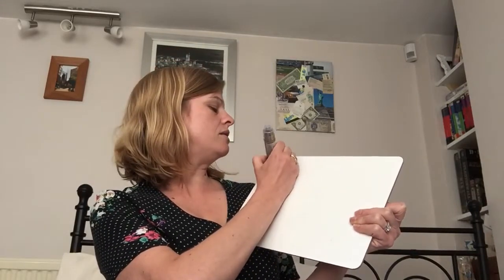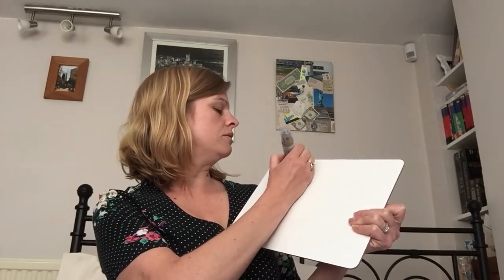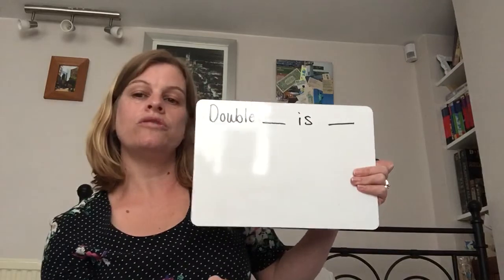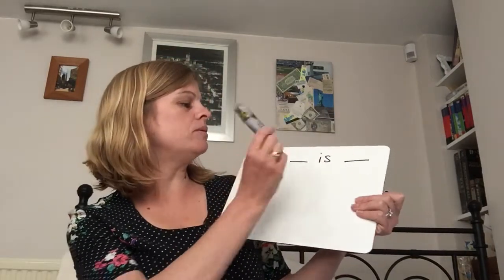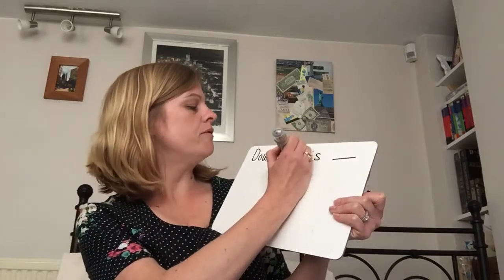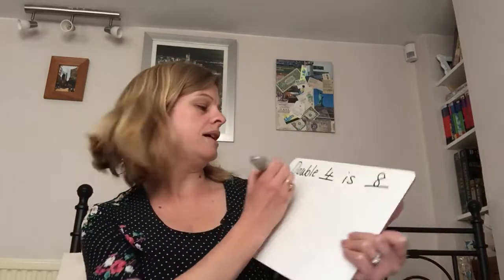On your board, as you're doing it, I want you to write double, and then a number is, and then a number. So I want you to write some sentences on your board thinking about doubling. So double, my first one was double 4 is 8.